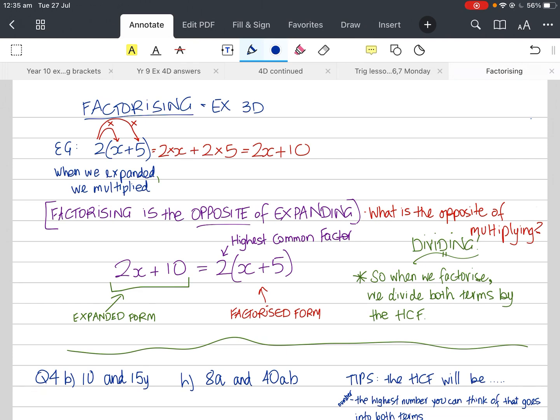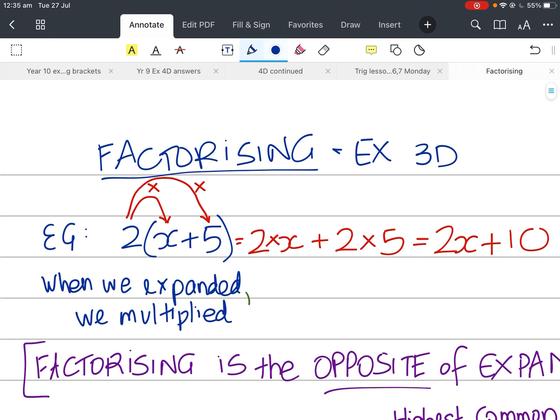So hopefully by now you've practiced your expanding. So here's an example of an expansion. If you remember, there's a term on the outside like 2, and then there's brackets, and then there's 2 terms on the inside like x plus 5. We multiply the 2 by the x to get 2 times x, which equals 2x over here. And then we go 2 times 5, which we write out like that, which gives us 2 times 5 is 10. Now that's called expanding.